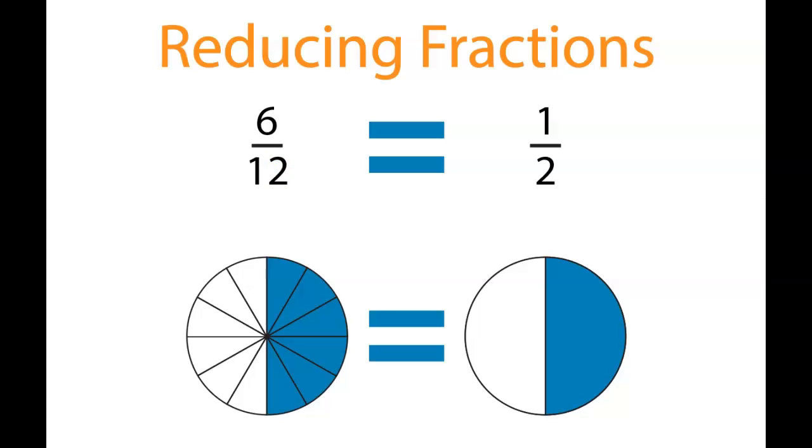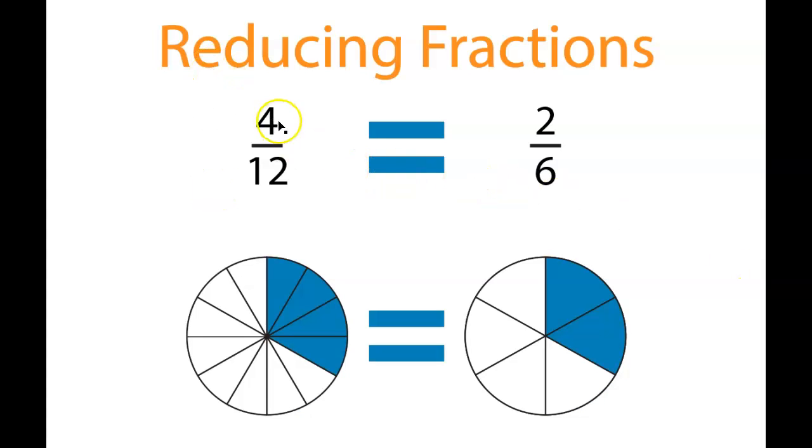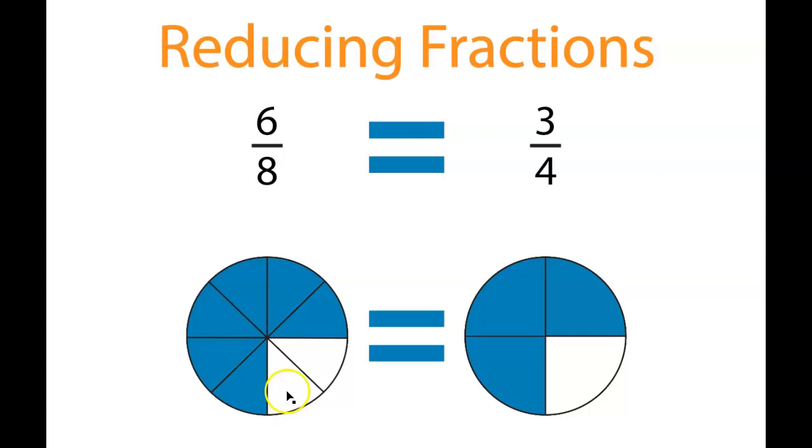Now, there is a process for how you do this, but it is founded in this idea that reducing fractions creates an equal fraction, a totally equal fraction. So, something like this, you can reduce 4/12 and get 2/6. You can also reduce 6/8 and get 3/4. Why? Because those two fractions are equal, and therefore you can kind of substitute the one for the other, right?